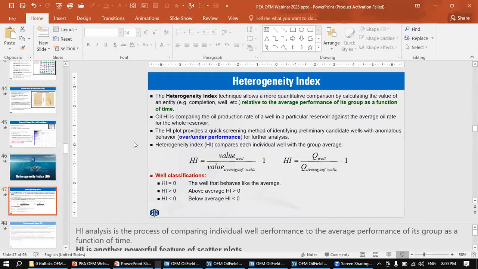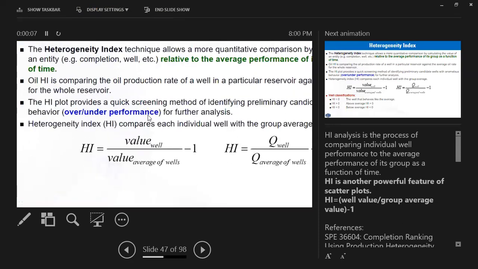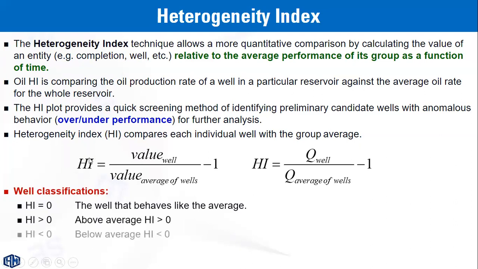It's a powerful option and tool to compare the performance of a specific well relative to the group average of all wells on the same reservoir, for example, or same field, or same fault block, and so on, to identify the wells of high overperformance and underperformance based on the heterogeneity index parameter. For example, for oil, it is the oil rate for this well divided by the group average of all wells producing in the same reservoir, minus 1.